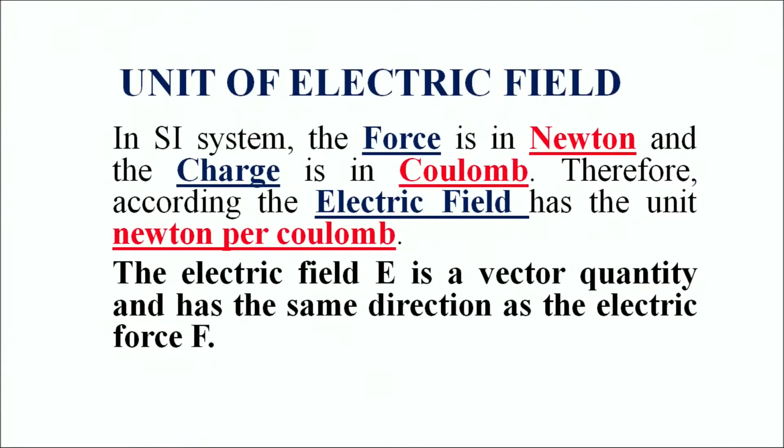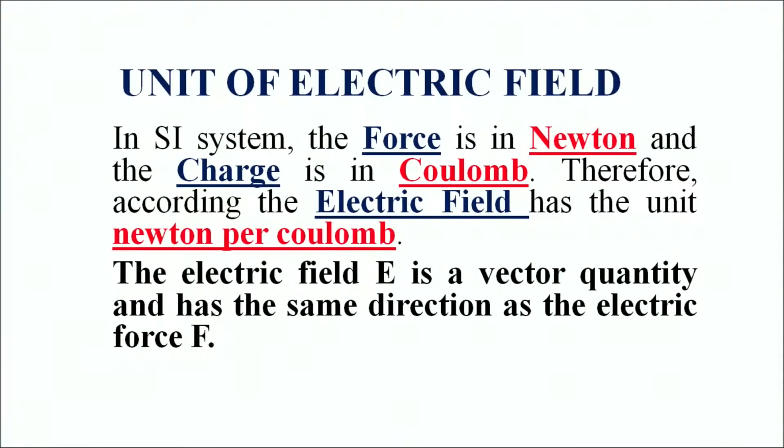Now, let us define the unit of electric field. What is the unit of electric field? We will talk it out. In the SI system, the force is in Newton and the charge is in Coulomb. So, therefore, the unit of electric field will be Newton per Coulomb, because the formula for electric field is E is equal to F upon charge. It is force per unit charge, so it is Newton per Coulomb.